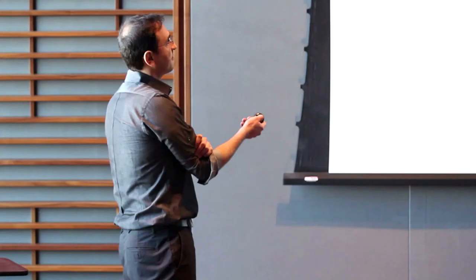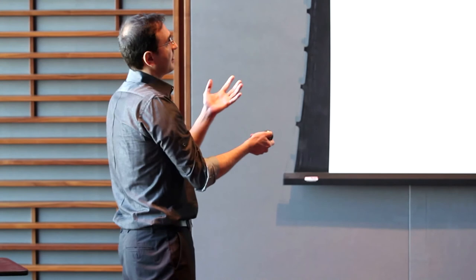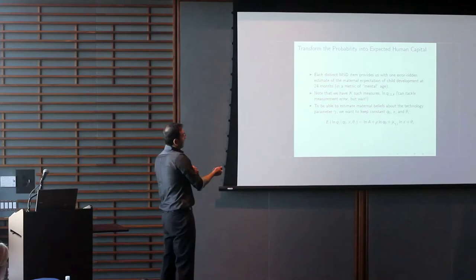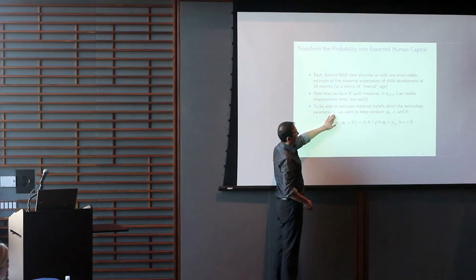For the estimation of the production function, I'm going to use 15 different items. Each one of them, I can think of as an error-ridden estimate of maternal expectation of child development, just by reproducing the steps that I just did. I'm going to have K of such measures, and I'm going to tackle measurement error, but there is something else that I need to do before that, which is, I am really interested in finding out what maternal beliefs about the parameter gamma are going to be.